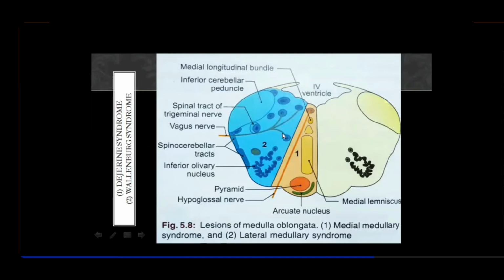There will be paralysis of the muscles of the soft palate, pharynx, larynx of the same side. Got it? So you can add up, there will be hoarseness of voice, there will be regurgitation of fluids into the nasal cavity because of soft palate involvement, there will be problem in deglutition. Okay, so these will be here also.